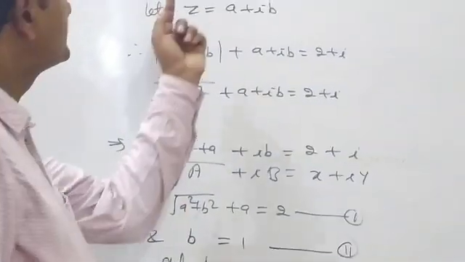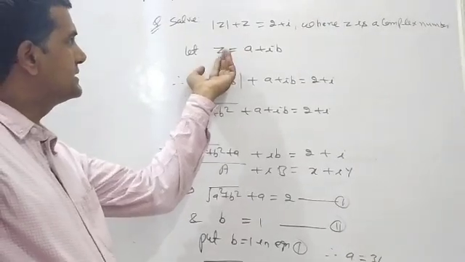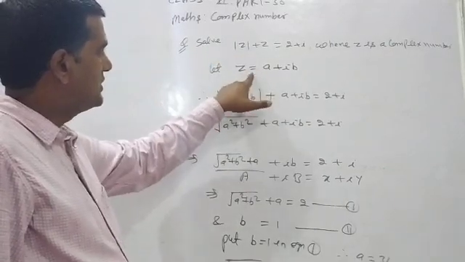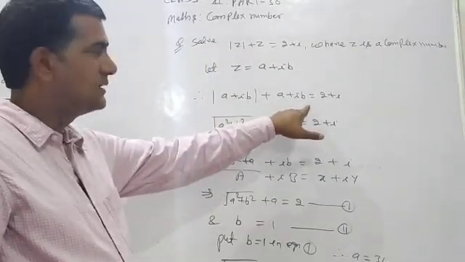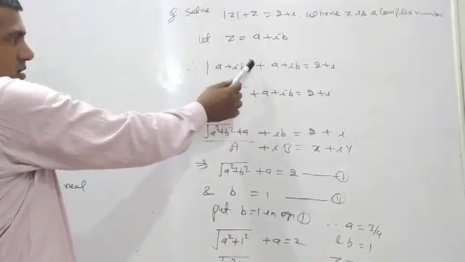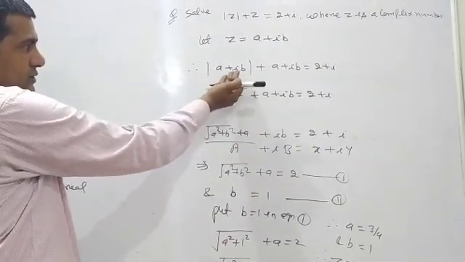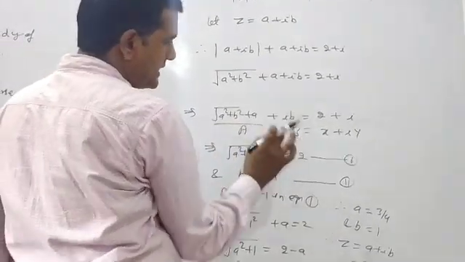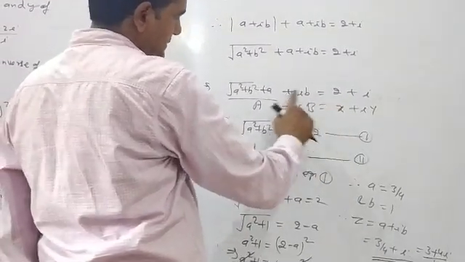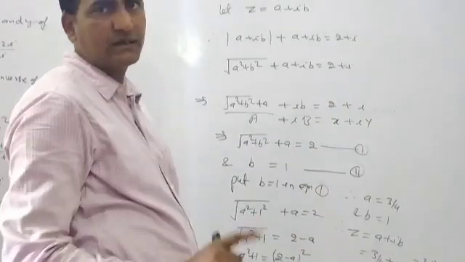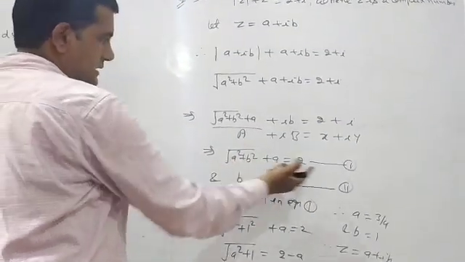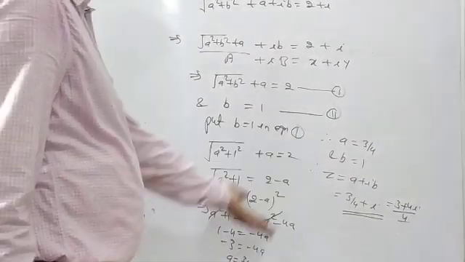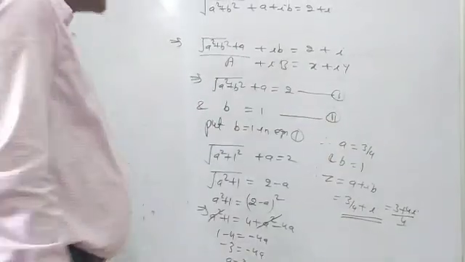This is an important question. First of all, we let z is equal to a plus ib. After that, put the value of z, means a plus ib plus a plus ib is equal to 2 plus i. According to the question, reduce a plus ib to this form. Now comparing the real part and imaginary part of the first complex number to the real part and imaginary part of the second complex number, that is equation number 1 and 2. After that, solving the first and second equation, we will get a is equal to 3 by 4 and b is equal to 1. Clear?